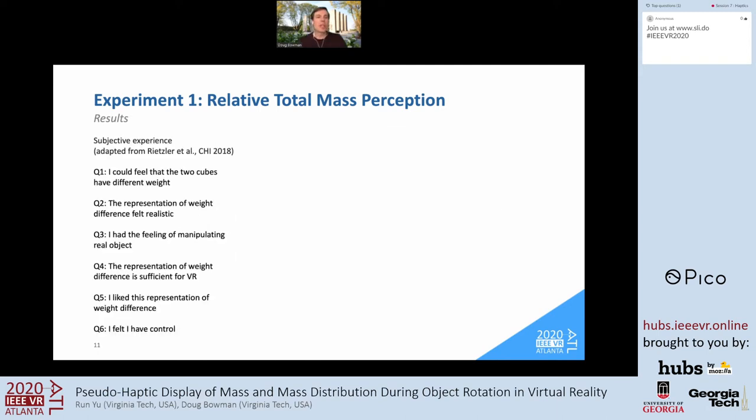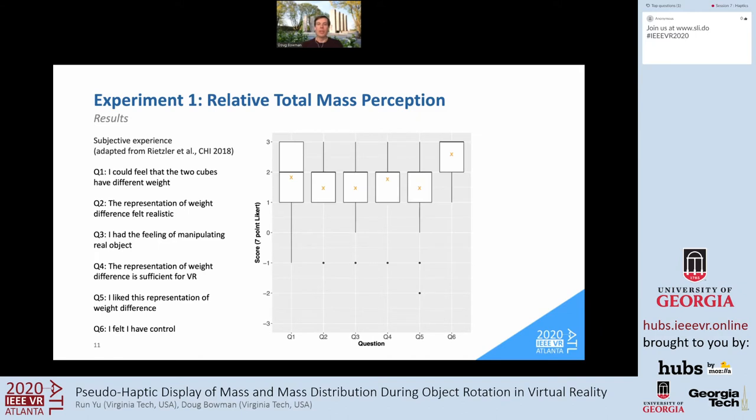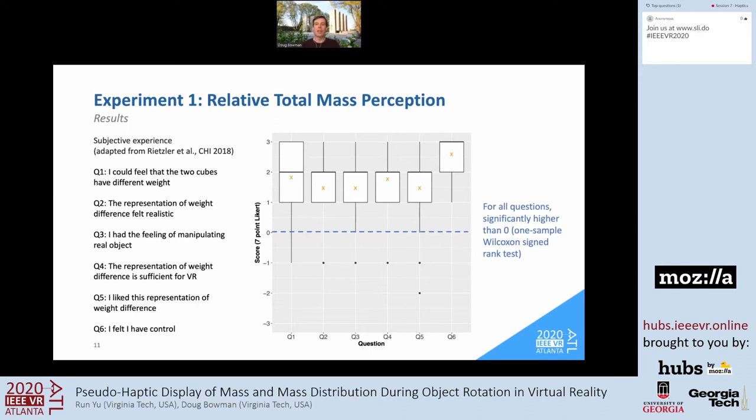In terms, though, of subjective experience, we asked them 6 questions, and we adapted this questionnaire from Rietzler et al.'s paper from CHI 2018. And you see the questions there. Here are the results. So for all 6 questions, we have scores that are between 1 and 3 on average. And in fact, statistically, all of these answers are significantly higher than 0. So people did feel subjectively that the cubes had different weights, that the weight difference felt realistic, and so on.